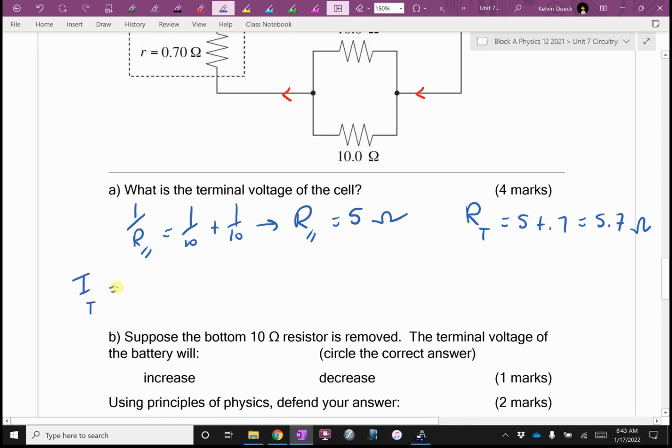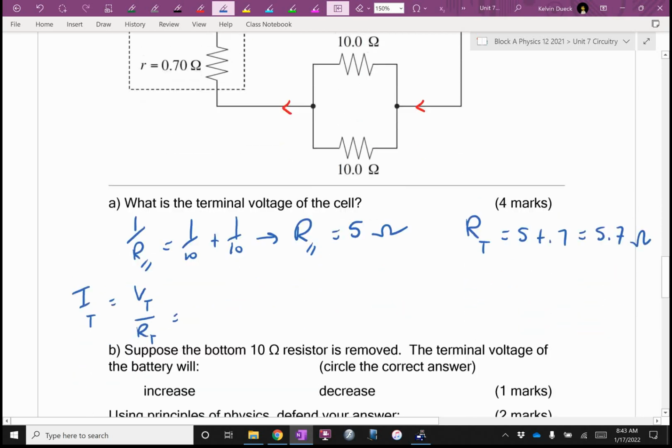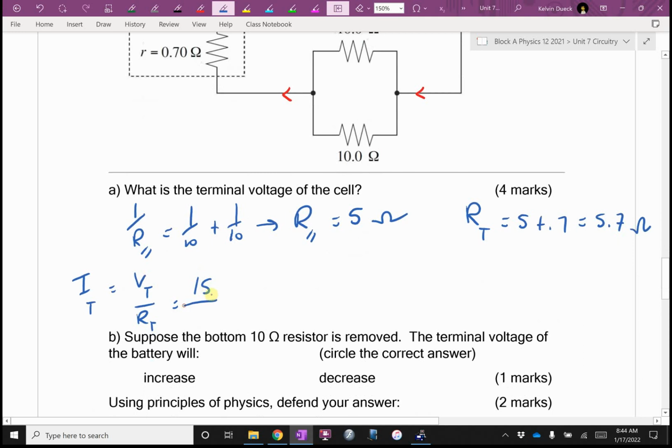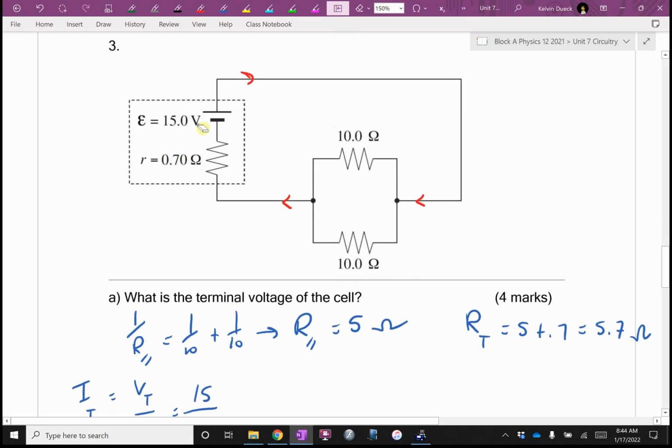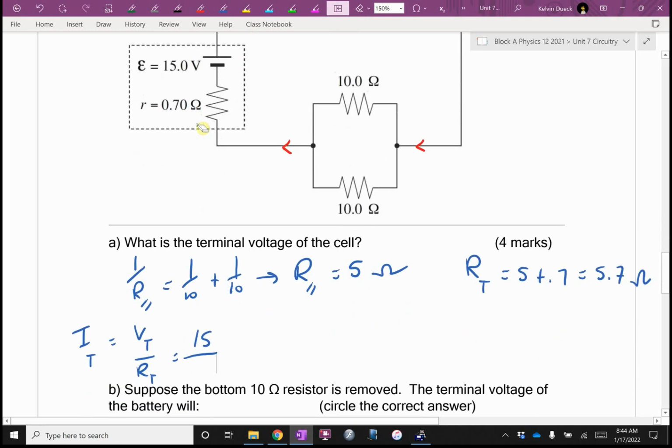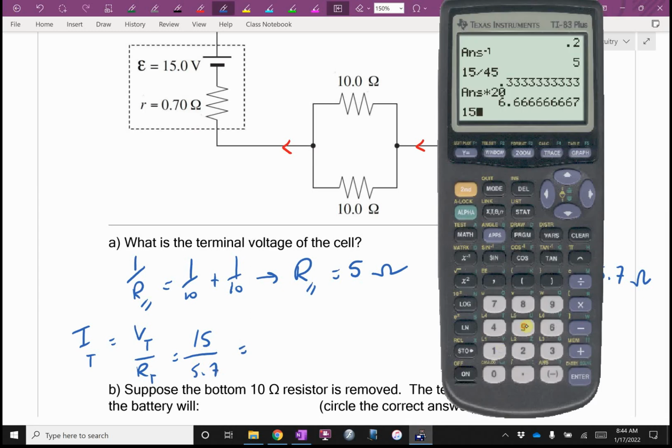I total is going to be V total over R total. It's going to be 15. And remember, this is the symbol that we use for what's printed on the battery. It's the maximum theoretical voltage. This is constant. It doesn't change. What does change is your terminal voltage. I total is going to be 15 divided by 5.7. This is not going to be a nice number, I don't think. Yeah, I'll write 2.63, but I'll store it on my calculator.